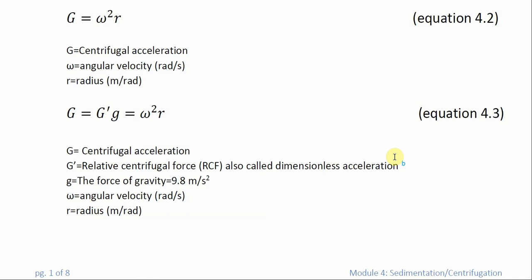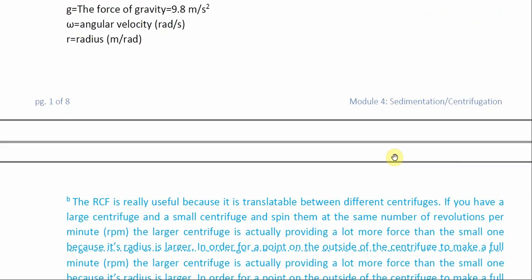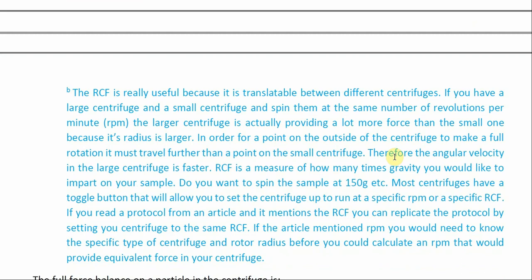So when we think about this, the big thing is that RCF is really useful because it is translatable between different centrifuges. If you have a large centrifuge and a small centrifuge and spin them at the same number of revolutions per minute, the larger centrifuge is actually providing a lot more force than the small one because its radius is larger. So in order for a point on the outside of the centrifuge to make a full rotation, it must travel further than a point on the small centrifuge. Therefore, the angular velocity in the large centrifuge is faster.